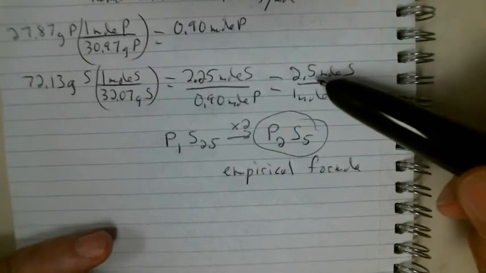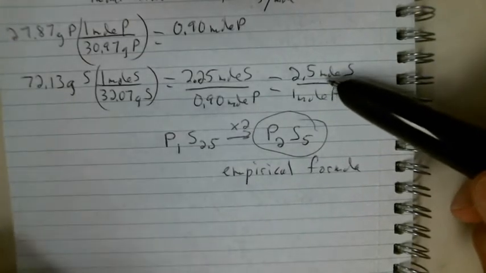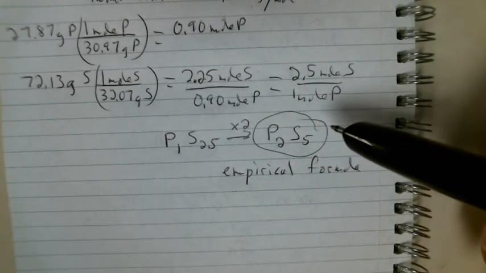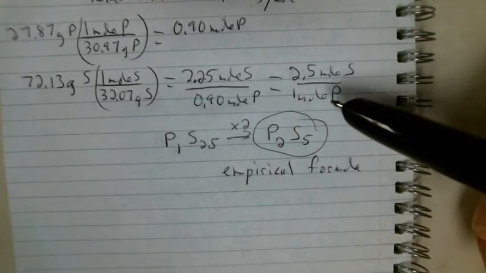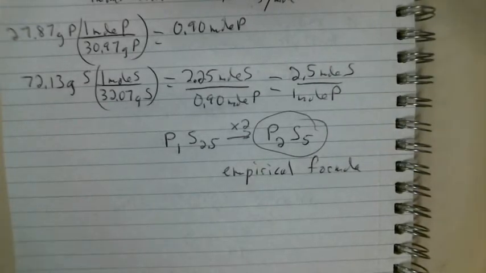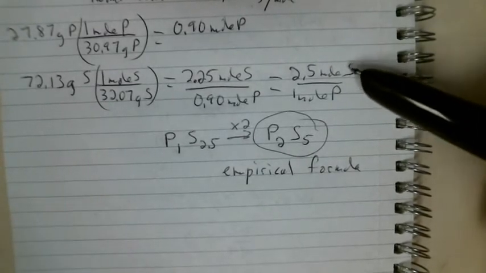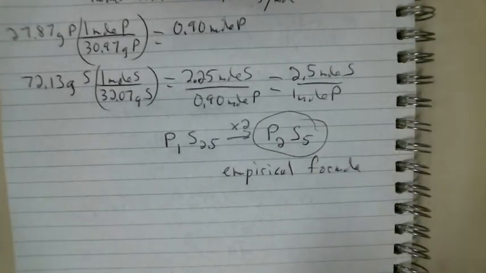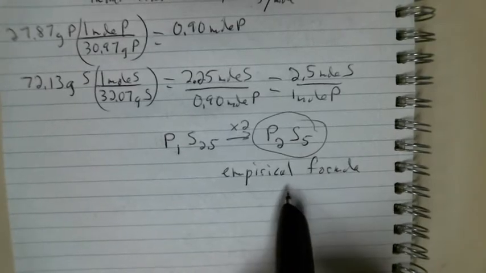If it's a third, 0.33, then I'm going to multiply by 3, and you have to multiply all of them by the same thing, right, to get to a whole number. And if it's 0.25, you can figure that out, right? So it's just, how can I get this to be a relationship of whole numbers? Well, that's the empirical formula.